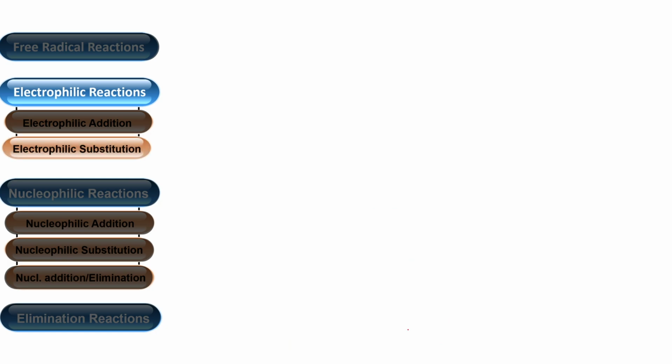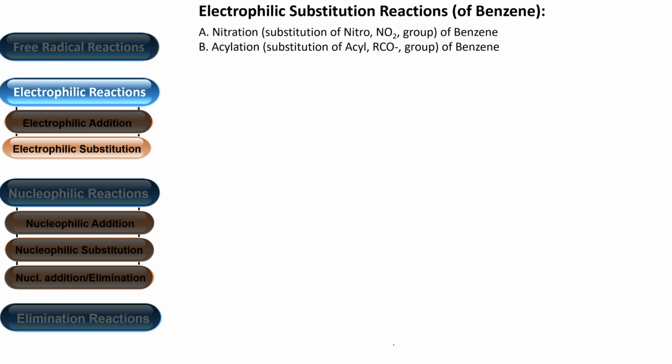Okay, so now let's move on to the electrophilic substitution reactions. And we're going to consider the example of benzene, because benzene doesn't like the addition reaction, but it likes the substitution reaction, because that keeps the integrity of the benzene ring. We're going to consider two different examples. So one is the nitration of benzene, and the second is the acylation of benzene.